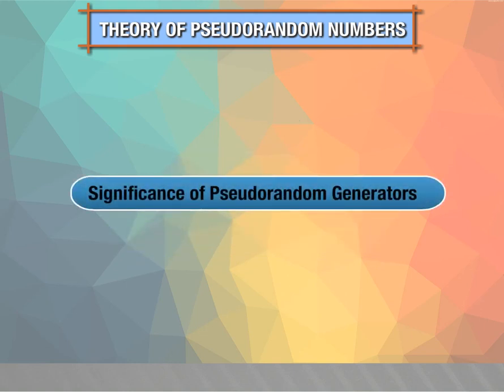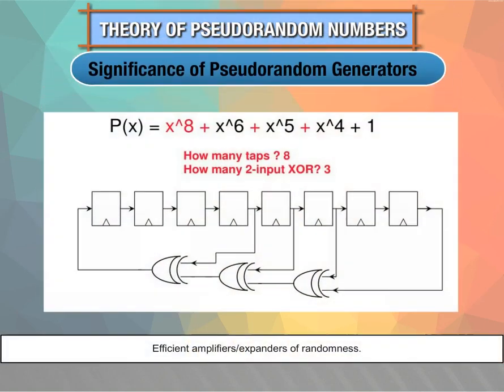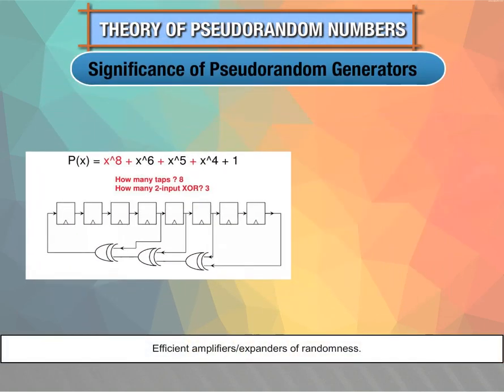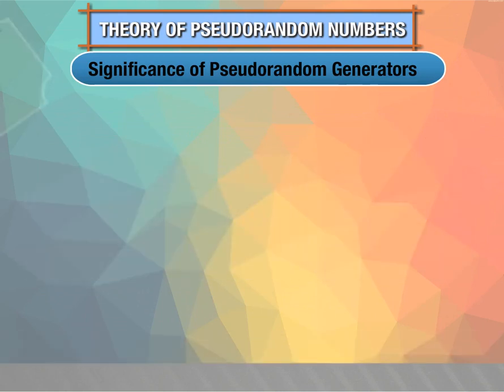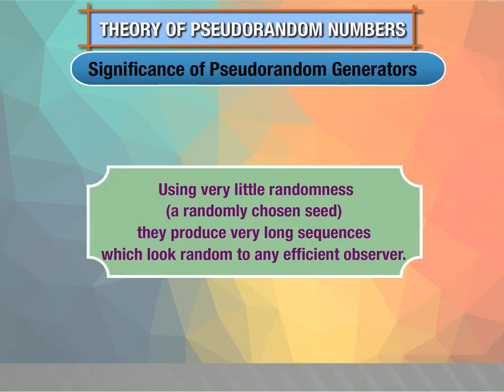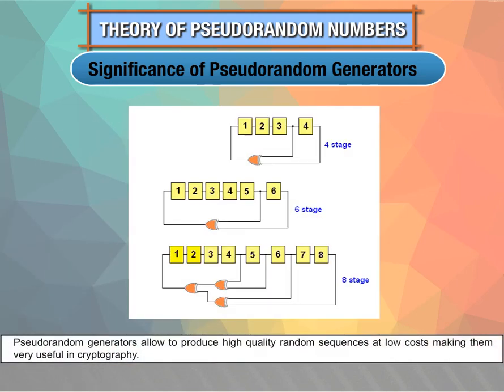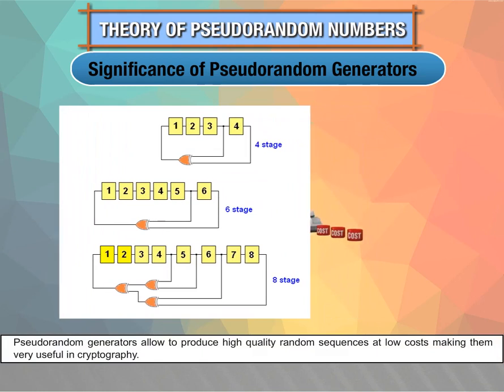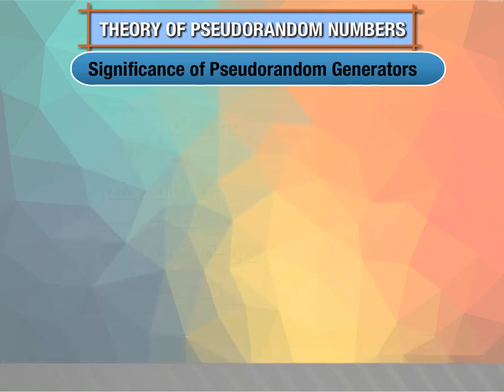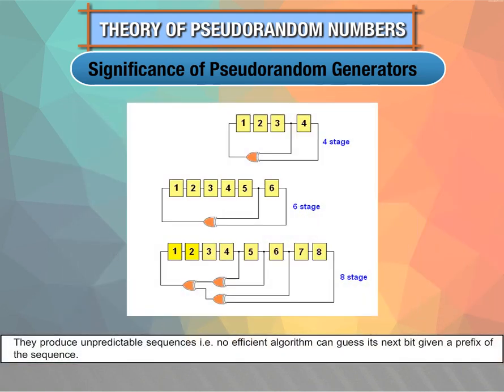Significance of pseudo-random generators: efficient amplifiers or expanders of randomness. Using very little randomness, that is, a randomly chosen seed, they produce very long sequences which look random to any efficient observer. Pseudo-random generators allow us to produce high-quality random sequences at low cost, making them very useful in cryptography. They produce unpredictable sequences, that is, no efficient algorithm can guess the next bit given a prefix of the sequence.